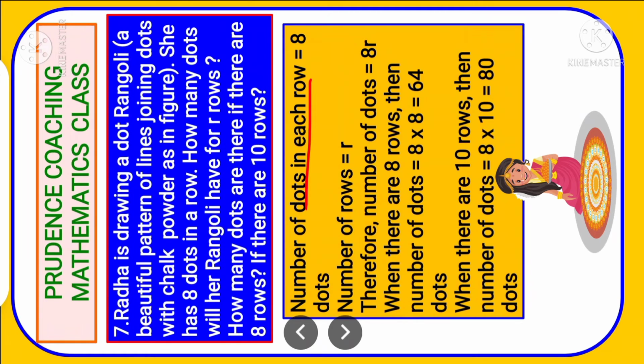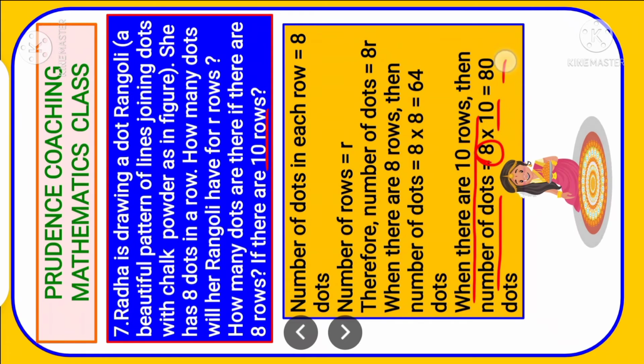And next, as the number of rows is given to be 8 instead of r, in that case we will write: when there are 8 rows, then the number of dots will be 8, that is in each row 8 dots are present into the number of rows, that is 8. So 8 into 8, 64 dots total. Now if the number of rows is 10 according to the question, when there are 10 rows, then the number of dots equals 8, that is in a single row we have 8 dots into the number of rows, that is 10, so 80 dots.